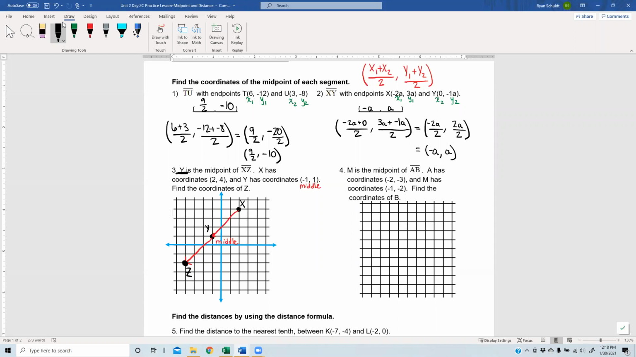So now we need to figure out what are the coordinates of z. Z is at -1, 2, 3, -4, 1, 2, -2. So z is at -4, -2. So y'all see how I did that? I plotted x, then I went and got y, which is the middle. If y is in the middle, that means I got to keep going until I stop at z. So there's z.